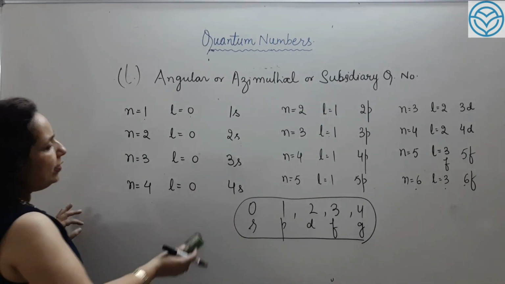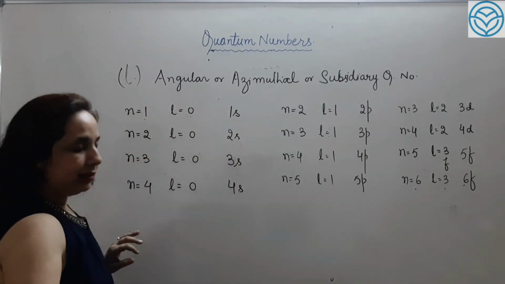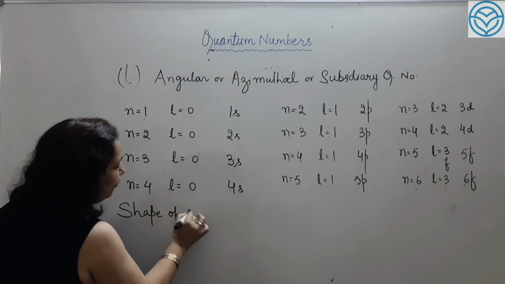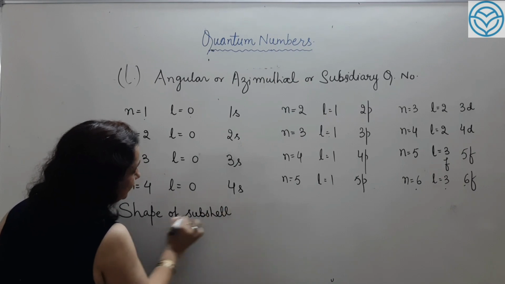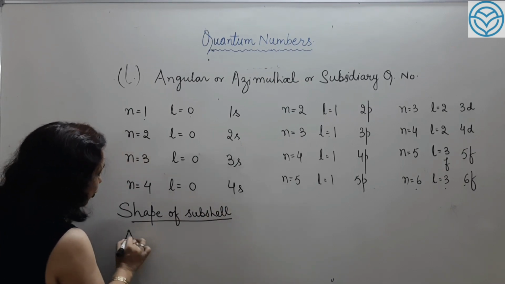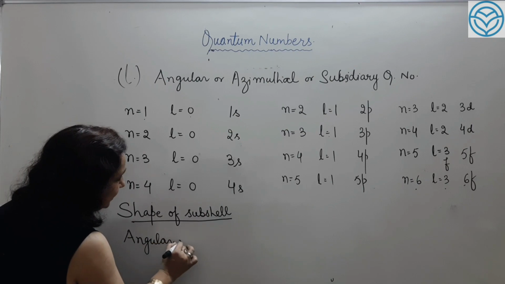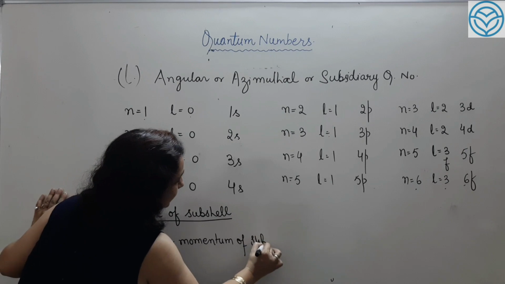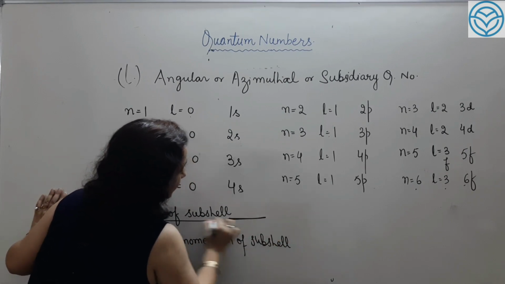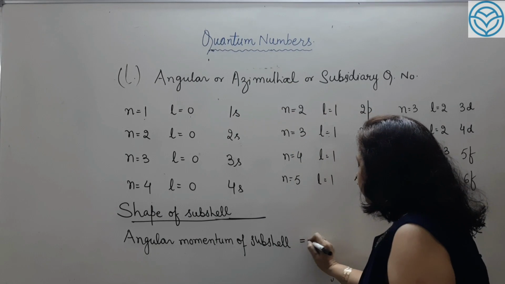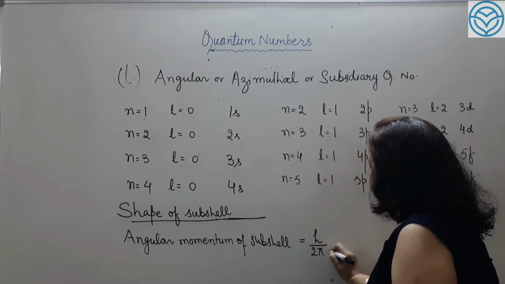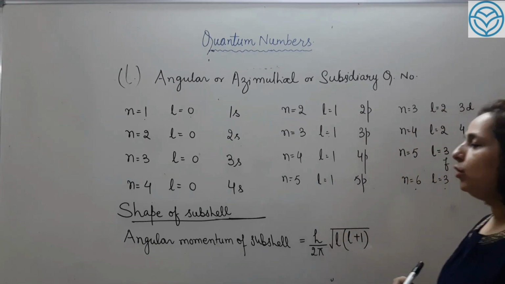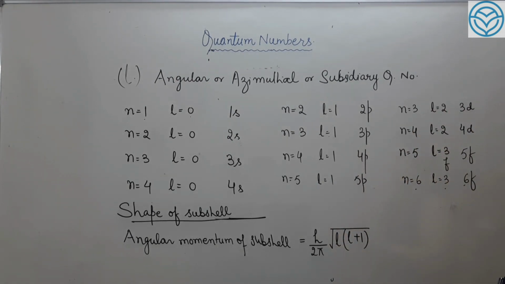After this, now we have the shape of a subshell. When I say shape of subshell, angular momentum of subshell. Angular momentum of a subshell is h upon 2 pi times the square root of L into L plus 1. This is the formula of angular momentum of a subshell.